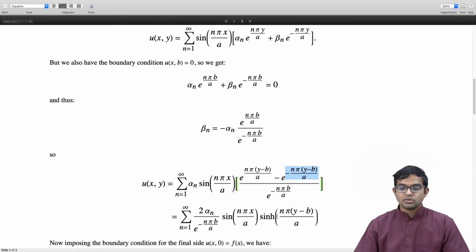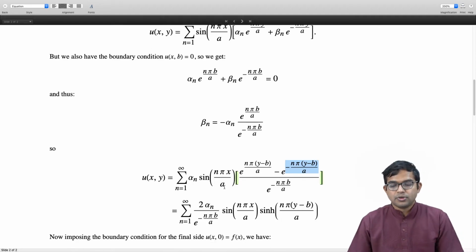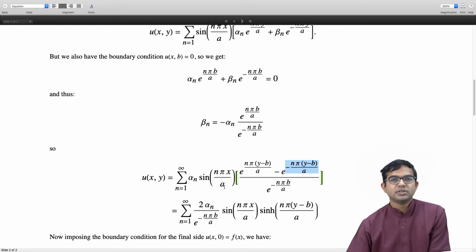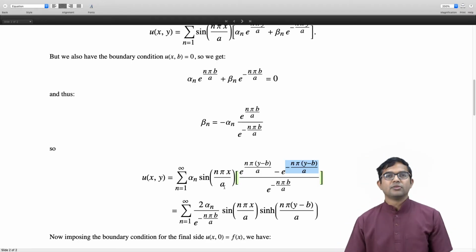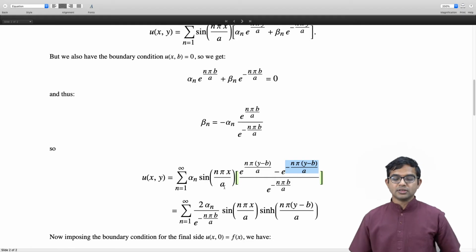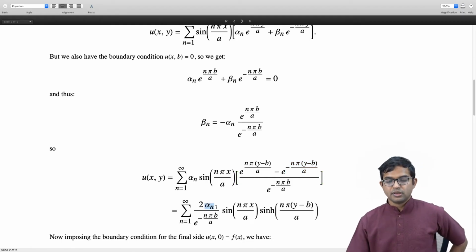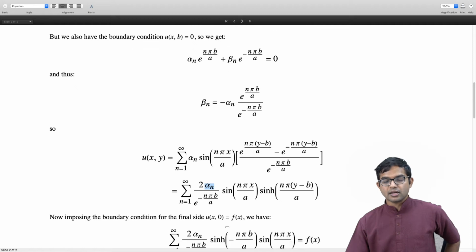That's nothing but hyperbolic sine of n pi times y minus b, the whole thing divided by a. So now we have put in 3 of these boundary conditions, so we just need to put in the final boundary condition, which is a whole function. That's why there is a whole set of coefficients, n equal to 1 to infinity, which are still unknown to us, and all of that is contained in this function f of x, which we can extract now.